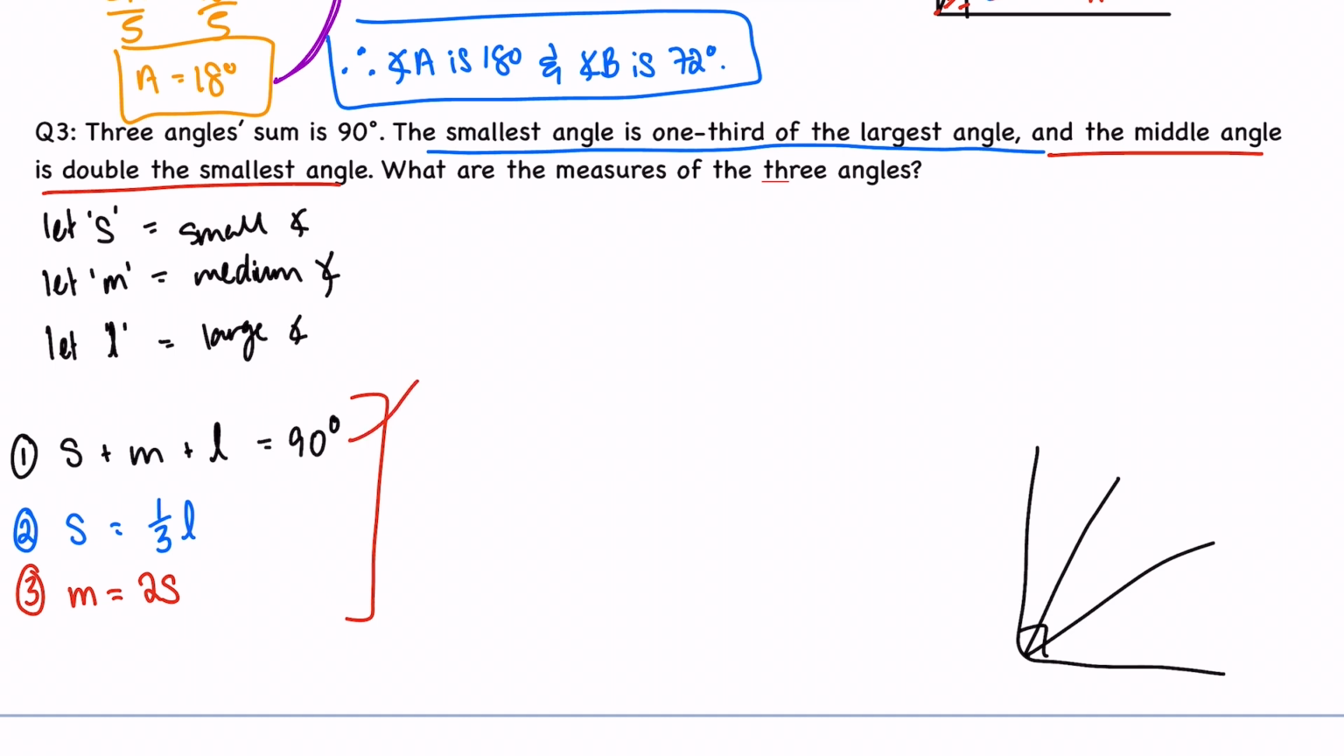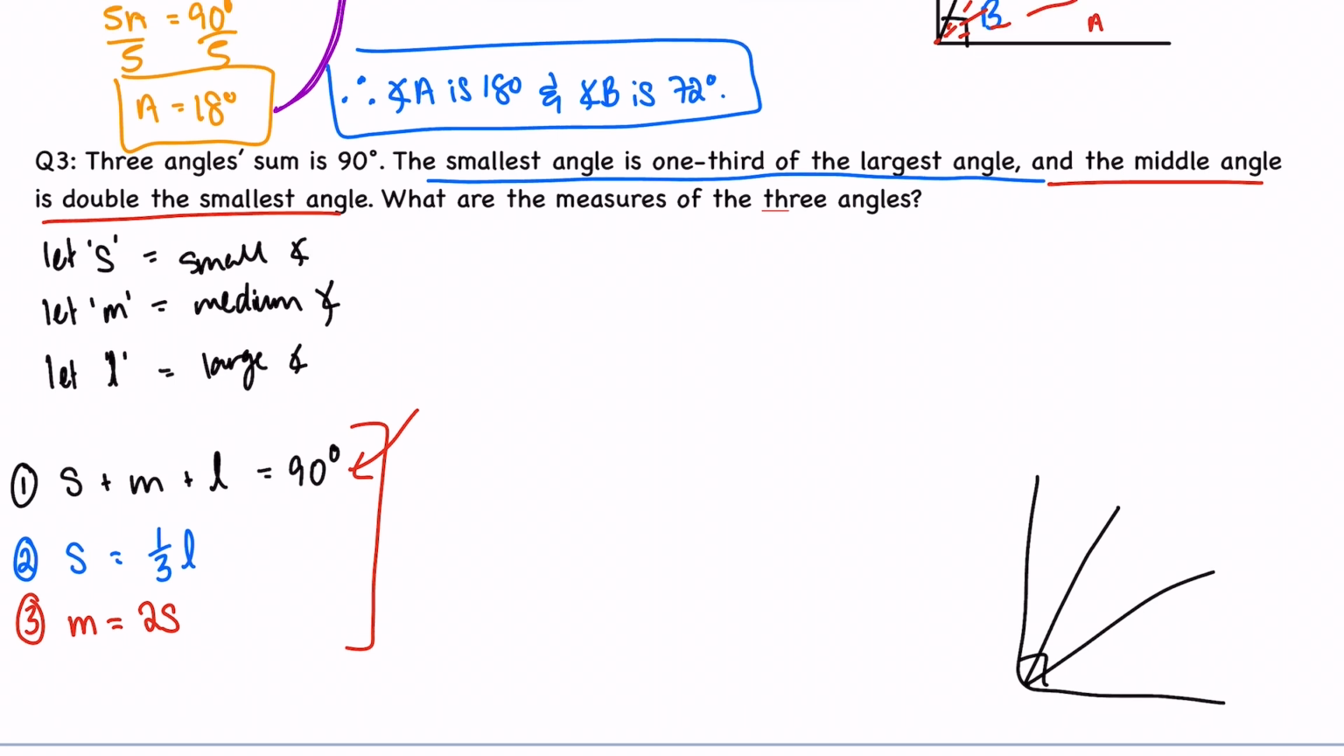Remember, we could solve this if we can put everything in terms of one variable. If we look at equations 2 and 3, they both have s's in them. So that means we could put this L in terms of s, and we could put this M in terms of s. So that means we could change this M and L out for s's, and that's going to help us solve for s. And once we know what s is, we can solve for L, and we can also solve for M. So let's do that.